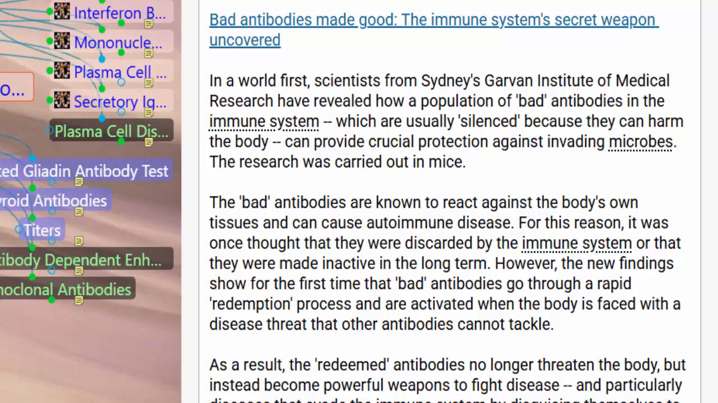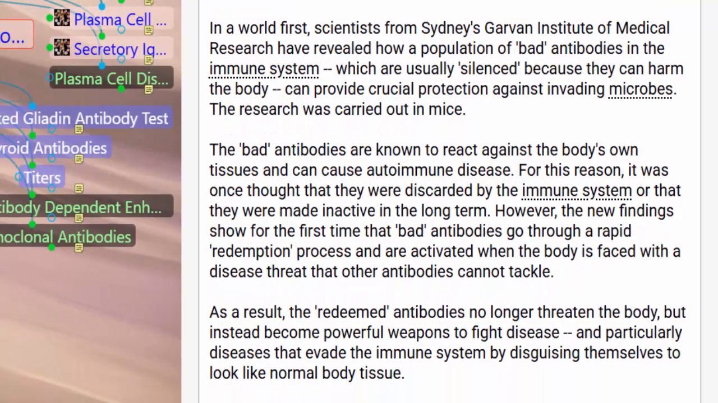However, new findings show for the first time that bad antibodies go through a rapid redemption process and are activated when the body is faced with a disease threat that other antibodies can't tackle. As a result, the redeemed antibodies no longer threaten the body, but instead become powerful weapons to fight disease, particularly diseases that evade the immune system by disguising themselves to look like normal body tissue.